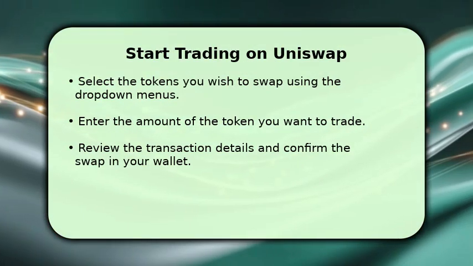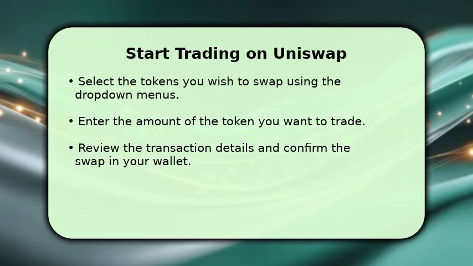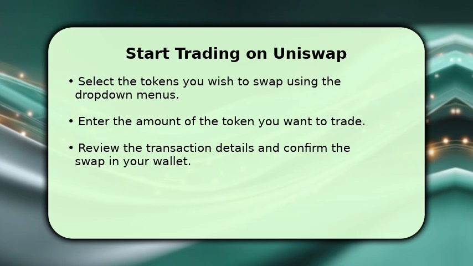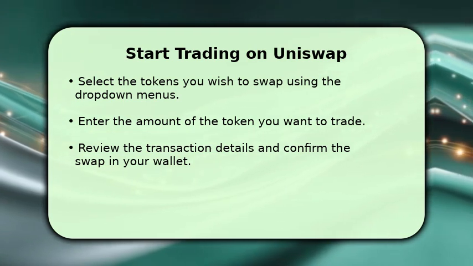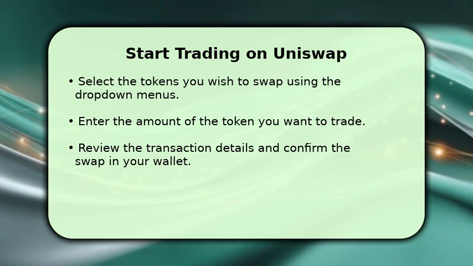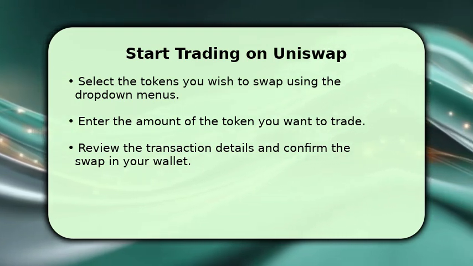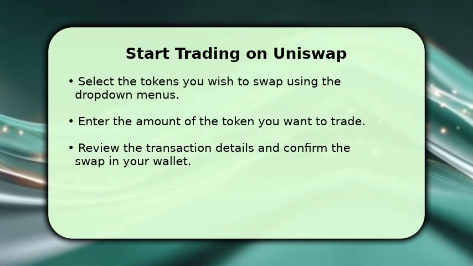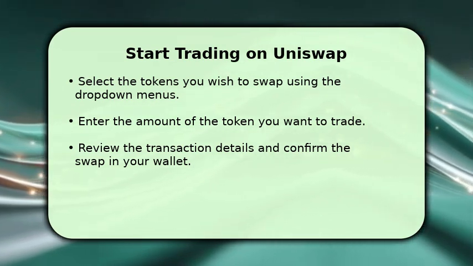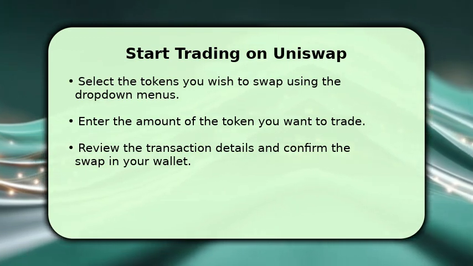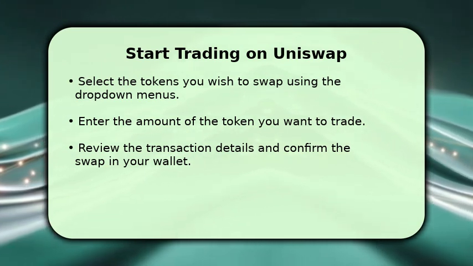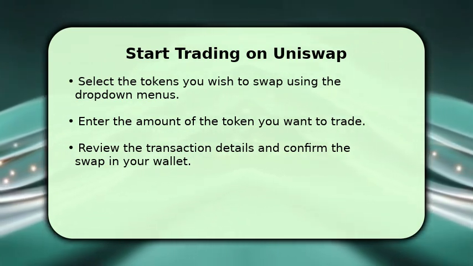With your wallet connected, you can now begin trading. Use the drop-down menus to select the tokens you want to swap, for example, Ethereum for a specific altcoin. Enter the amount you wish to trade, and Uniswap will display the estimated output. Always review the transaction details carefully, including any gas fees, before confirming the swap within your Coinbase wallet. This ensures a smooth and secure transaction.